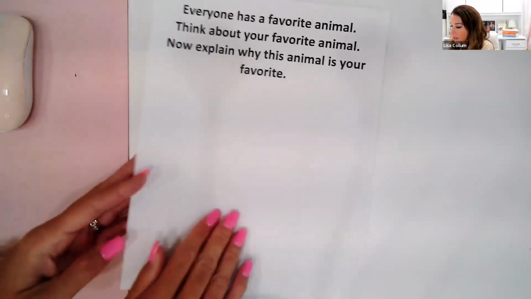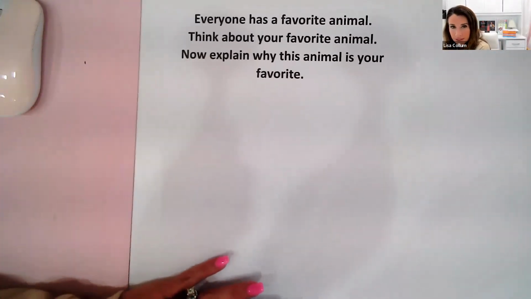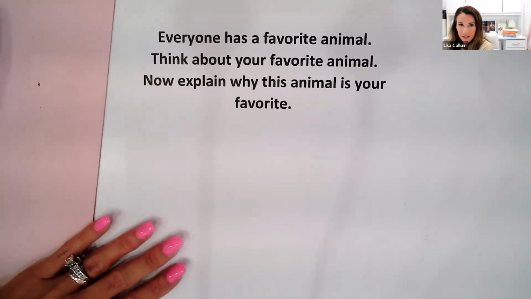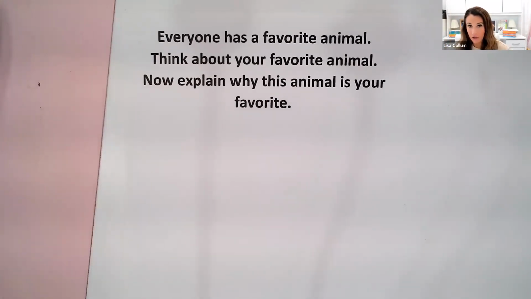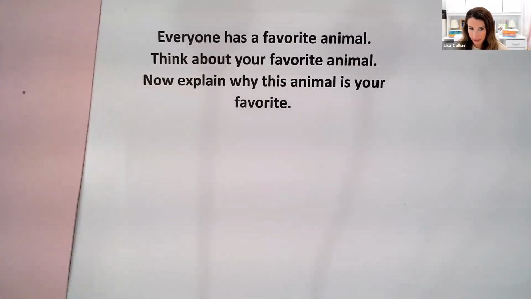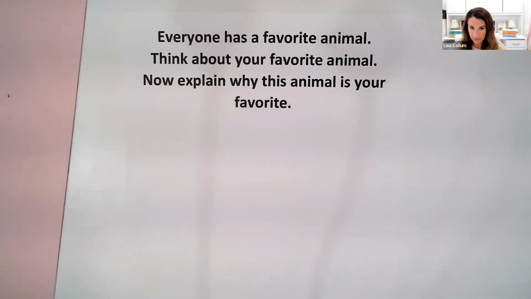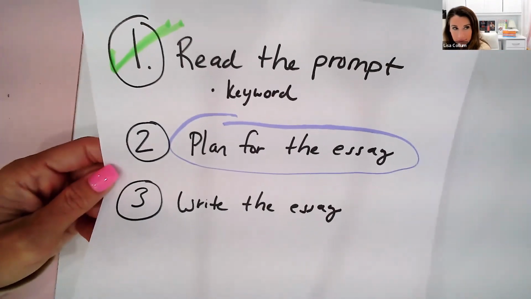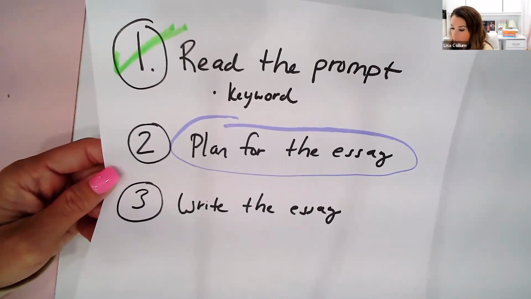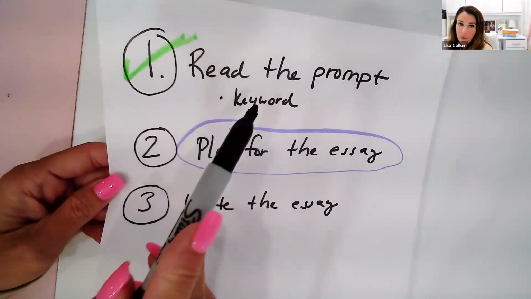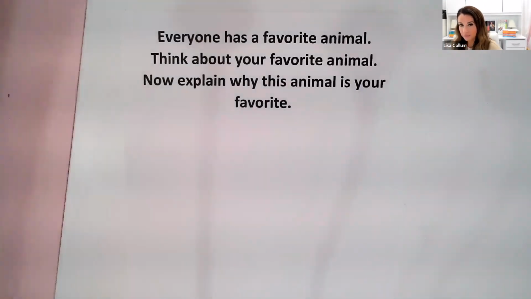All right, let's start with, I'm going to do this prompt here. Now, you don't need any paper and pencil right now. This part I'm just teaching you. You can just watch and stay focused on what I'm going over. All right, let's say the prompt is, everyone has a favorite animal. Think about your favorite animal. Now explain why this animal is your favorite. If I'm looking at my steps, I know that step 1 is I read the prompt and identify the keyword. Does anybody see the keyword?